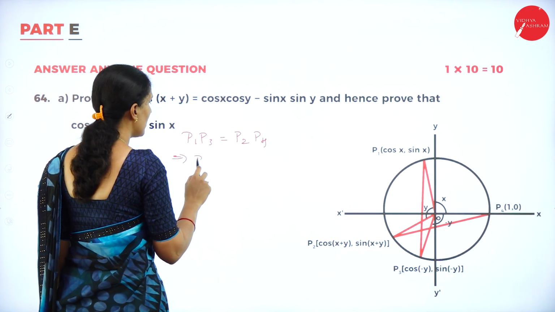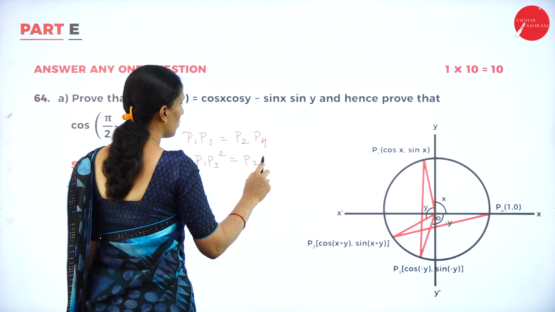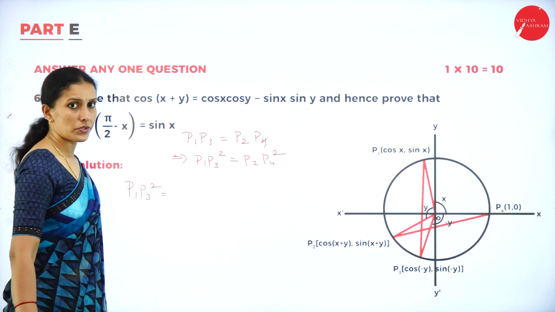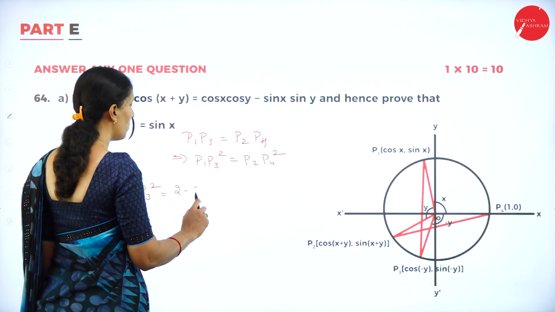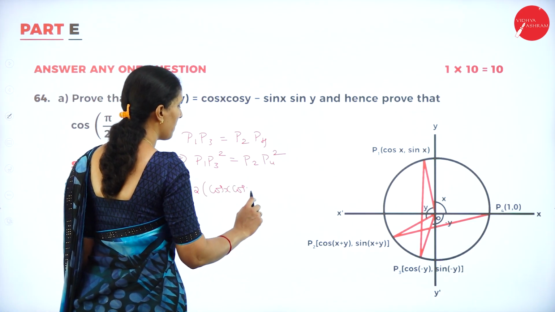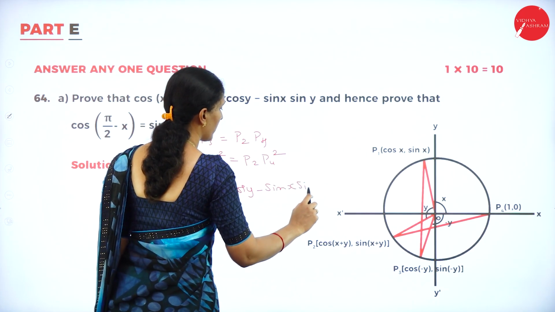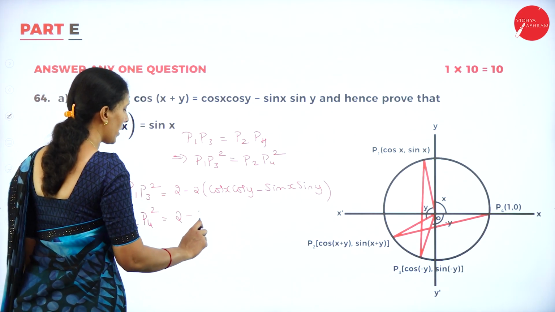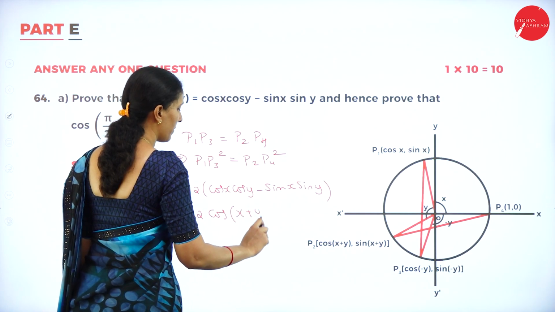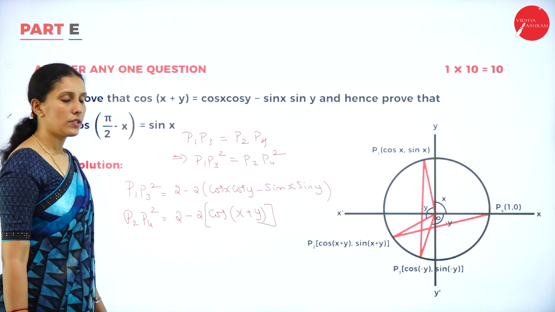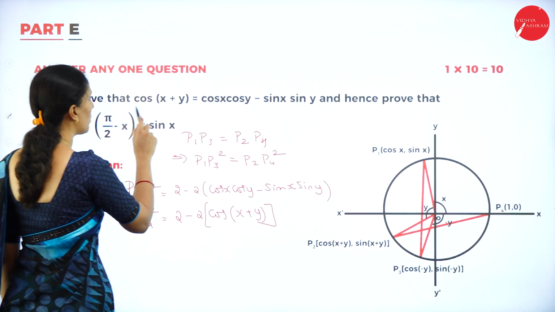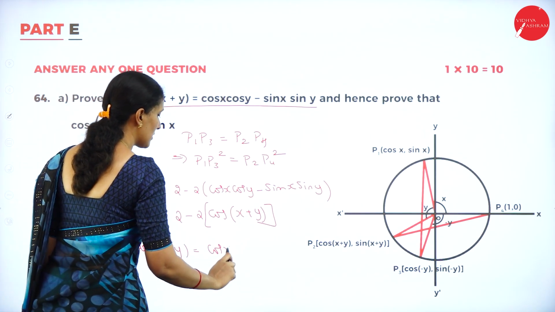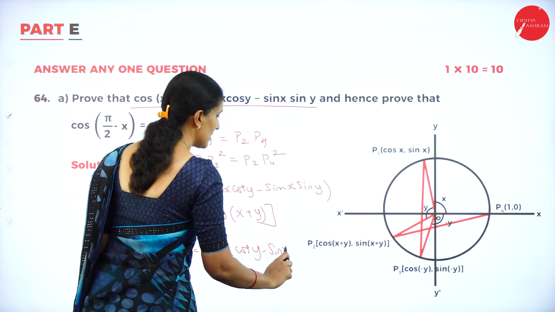This can be written as P1P3 whole square is equal to P2P4 whole square. So we need to find out P1P3 whole square here, so that we get it as 2 minus 2 of cos x cos y minus sin x sin y. Next we need to find out P2P4 whole square, that we get it as 2 minus 2 cos of x plus y. So here, by equating these two, we conclude that cos(x plus y) is equal to cos x cos y minus sin x sin y.